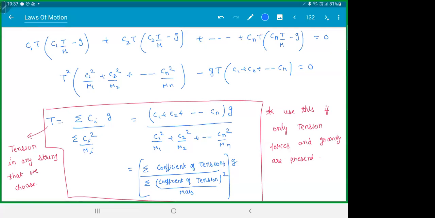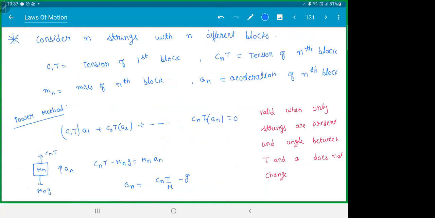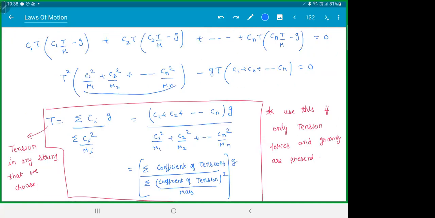How did I get the third step where I use sigma? Previous page. This only, right? That is sigma, right? Summation of this thing.